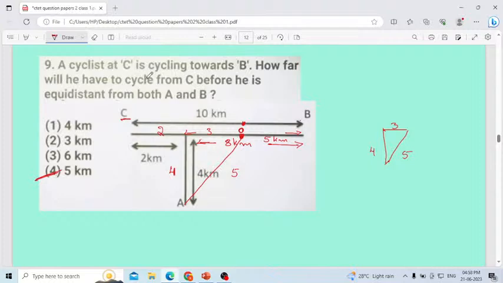A cyclist at C is cycling towards B. How far will he have to cycle from C before he is equidistant from both A and B? Consider here the Pythagoras triplet 4, 5, 3. From A to O is 5, means O to B is 5, because in the question they are given both equidistant. Both the points will be equidistant at the point where C reaches. Then from this point to this point it will be 3. 3 plus 2 is nothing but 5 kilometers. Okay.